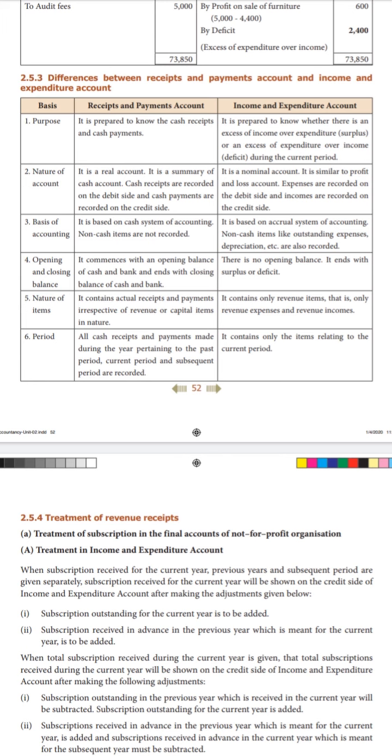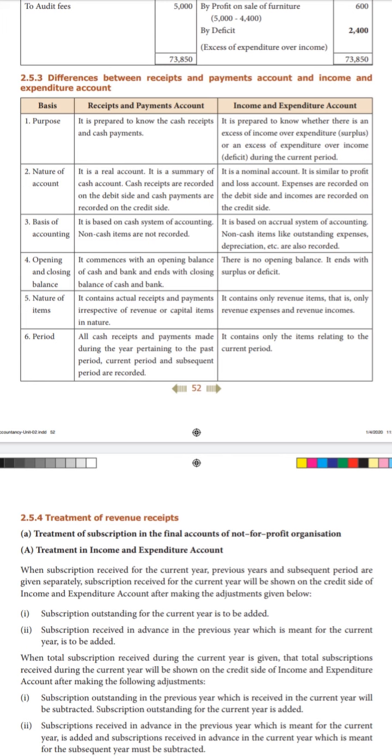Okay, the second one is nature of account. Your receipt and payment account is a real account because it is cash account, right? It is a summary of all cash receipts and payments, so it is a real account. And income and expenditure is a nominal account because here we enter all the expenses and incomes related to that particular current or the accounting year.